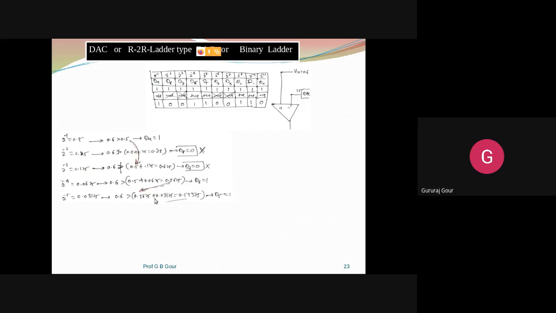That you have to add with the previous weight where the bit was set. The last bit set is D6, not D9. So 0.5625 we have to cumulatively add with the present weight, that is 0.03125. Are you getting this one? Please, anyone tell me, this step.